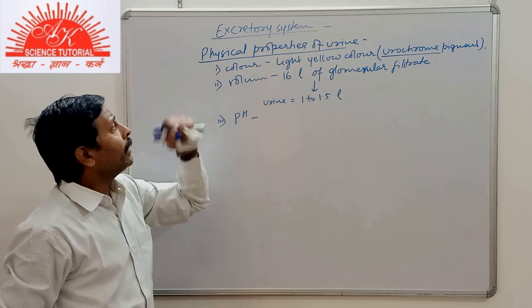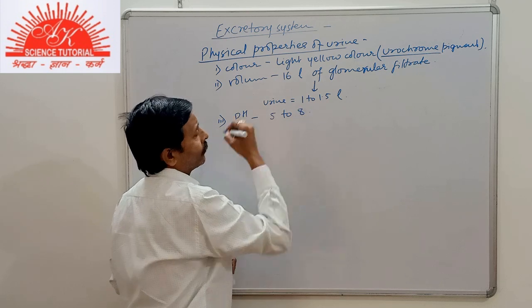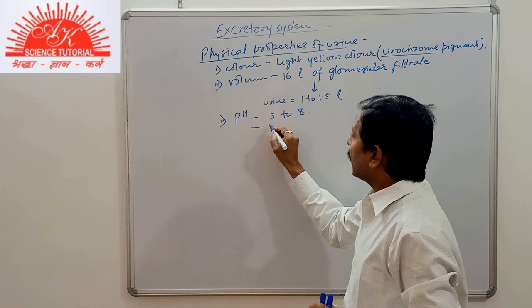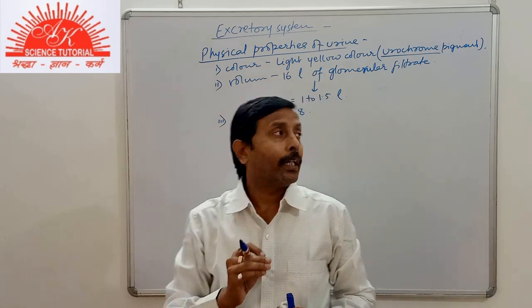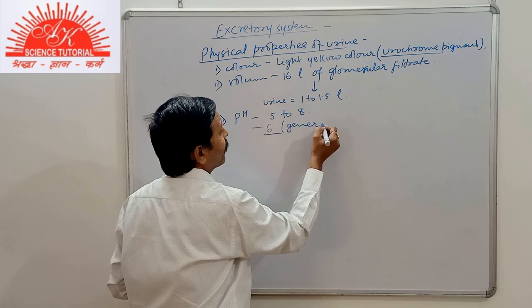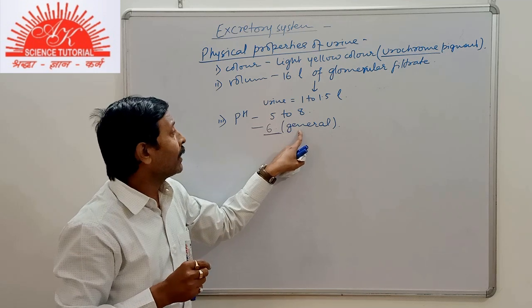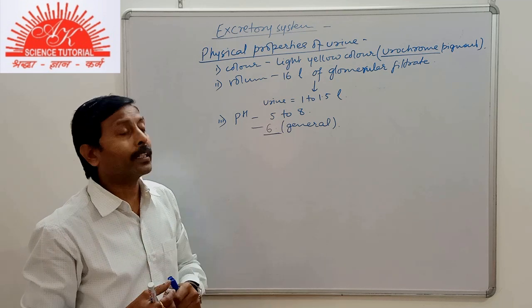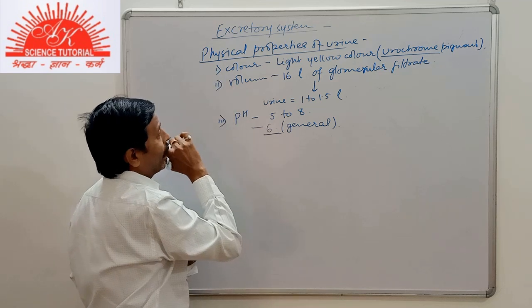The third point is its pH value. In general, the pH range of urine is in between 5 to 8. That is, it varies between this, but in general it is about 6. But the pH of the urine also depends upon the type of the diet taken. If you use protein rich diet, it will be slightly acidic in nature, and if you take vegetable rich diet, carbohydrate rich diet, then it will be slightly alkaline. So this is the physical property.